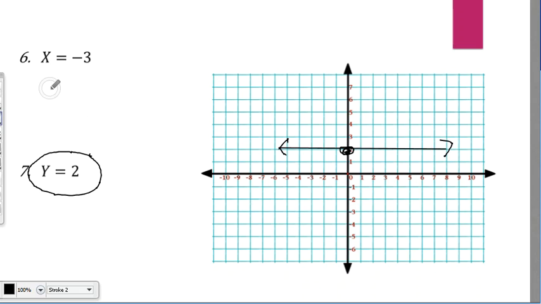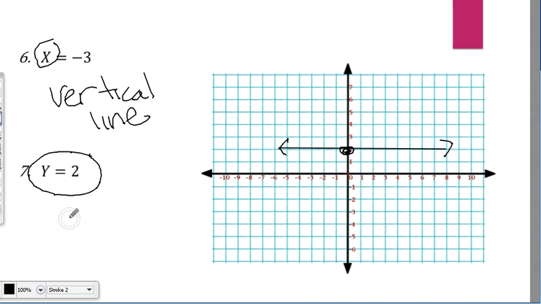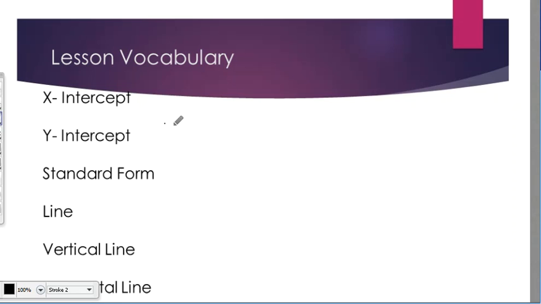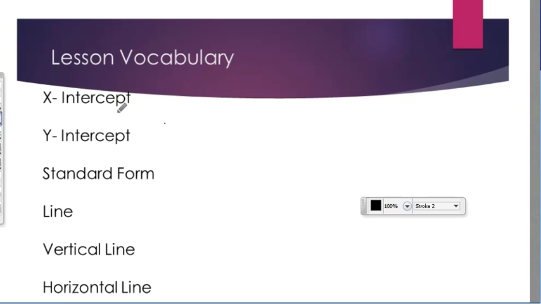So an x equals equation is going to give us a vertical line, crossing only through the x-axis. And a y equals equation is going to give us a horizontal line, crossing through only the y-axis. Okay, so let's just review our lesson vocabulary. Make sure that you guys understand each of these words, and then it will be quiz time.